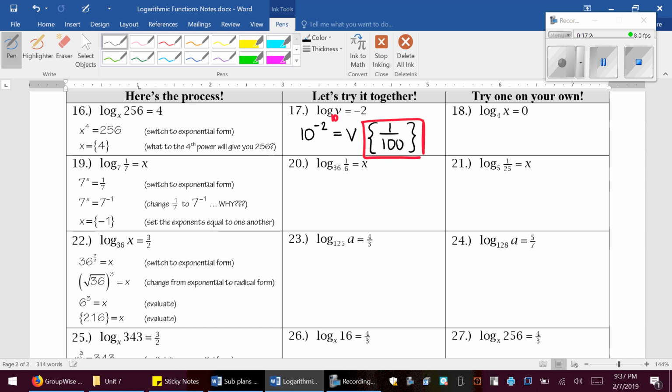Log base 4 of x is equal to 0. Switch it to exponential form. 4 to the 0 power equals x. Last chapter we talked about how anything to the 0 power is always 1.